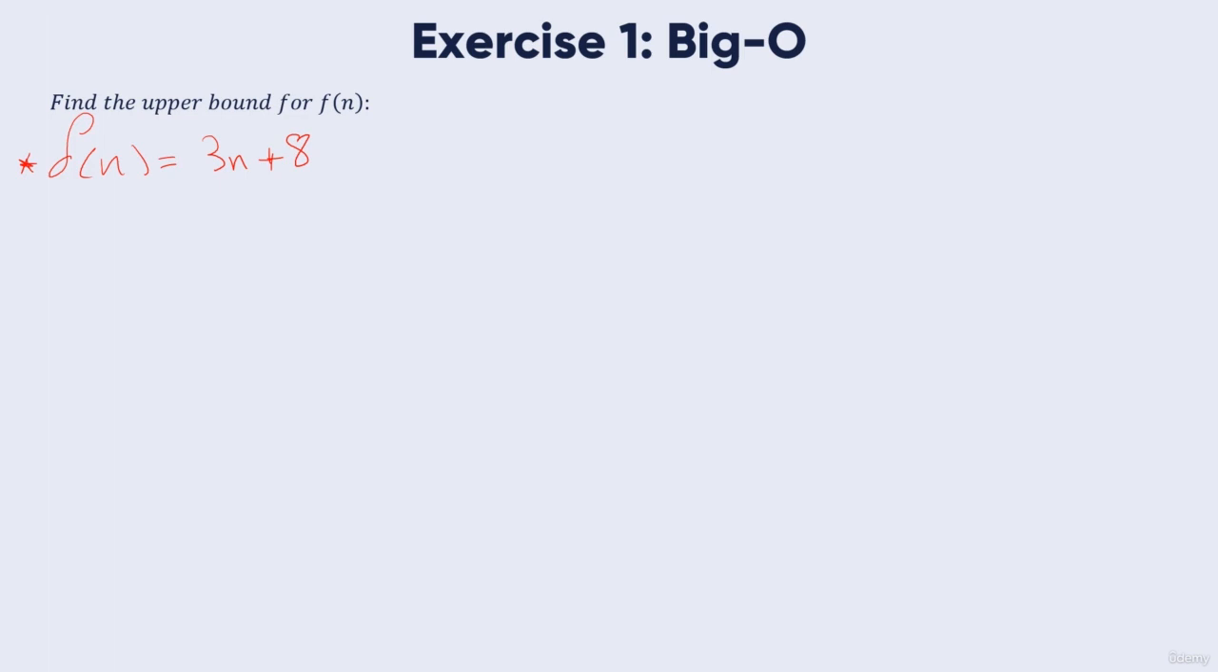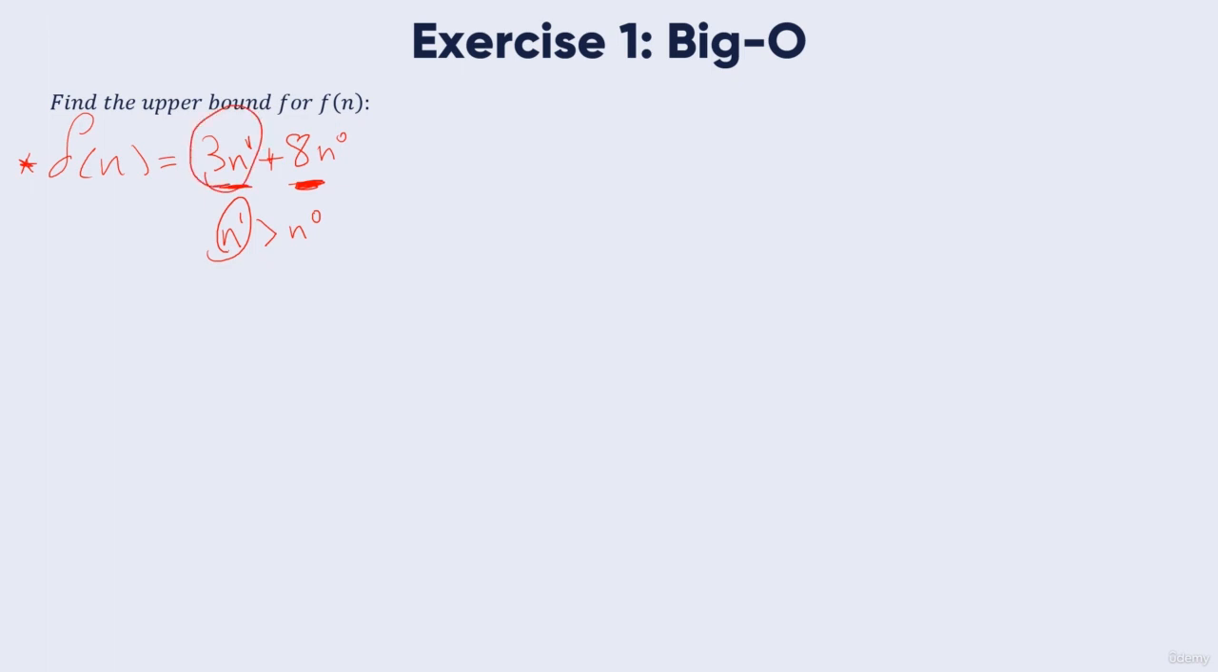If we look at this function, what is the highest order of this function? We have two terms, the 3n and the 8. The 3n is n to power 1, and the 8 is 8 times n to power 0. So n to power 1 is greater than n to power 0, so we took n to power 1 as the biggest term.